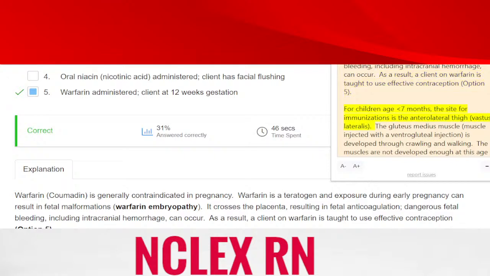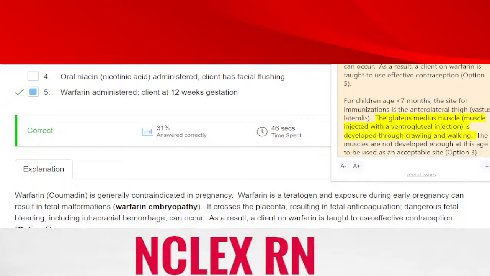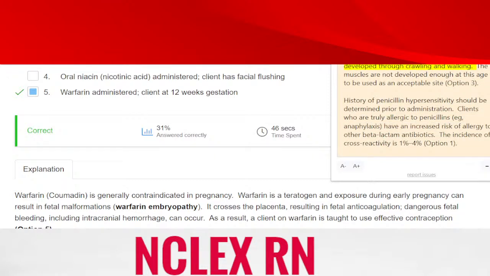For children age less than 7 months, the site for immunizations is the anterolateral thigh, vastus lateralis. The gluteus medius muscle, injected with a ventrogluteal injection, is developed through crawling and walking. The muscles are not developed enough at this age to be used as an acceptable site, option 3.